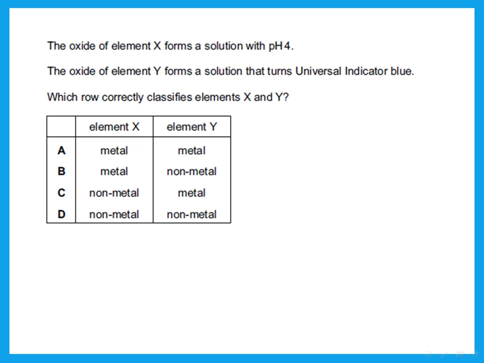So this question says the oxide of element X forms a solution with pH 4. pH 4 is acid or base? pH 4 is acidic. So that means the oxide of X is acidic. That means X is a non-metal. Oxide of Y turns universal indicator to blue. That means oxide of Y is a base, and that means Y should be a metal.